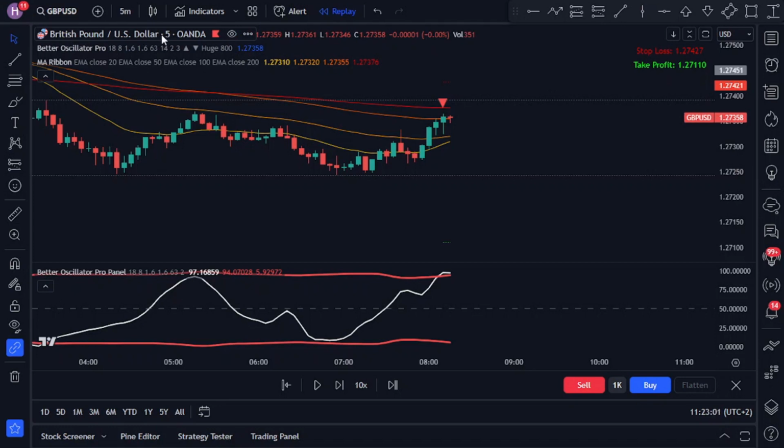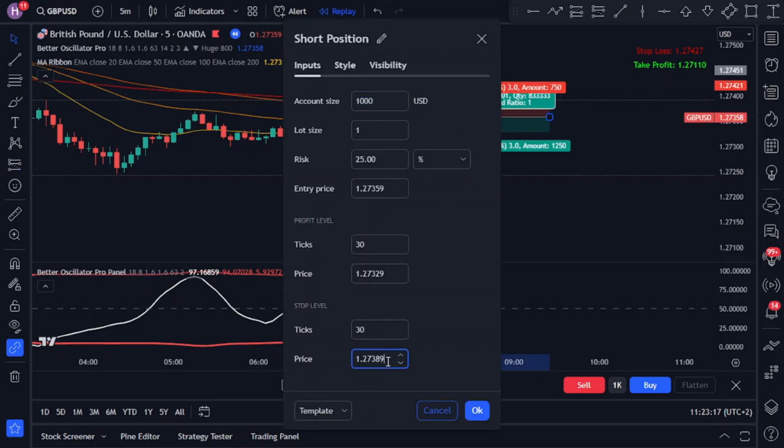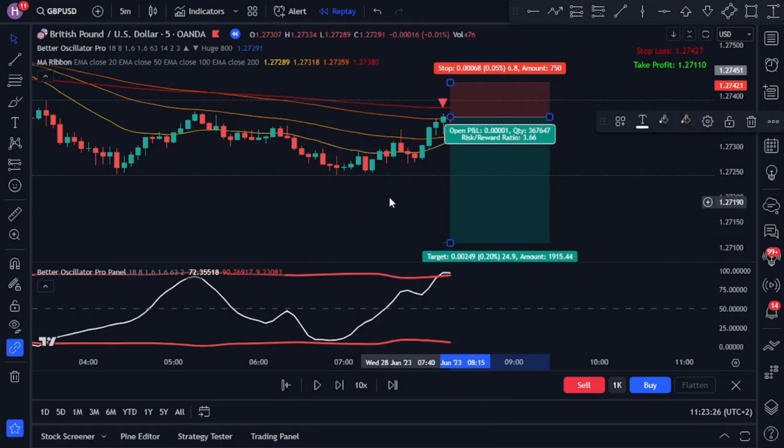Now, it is important for trend trading that we observe price action closely, and we'll see that we have crossed the ribbon and now should only be looking for short trade entries. And once the Better Oscillator Pro has identified a sell position away from the ribbon, we can enter our sell trade with the stop loss and take profit provided by the indicator.